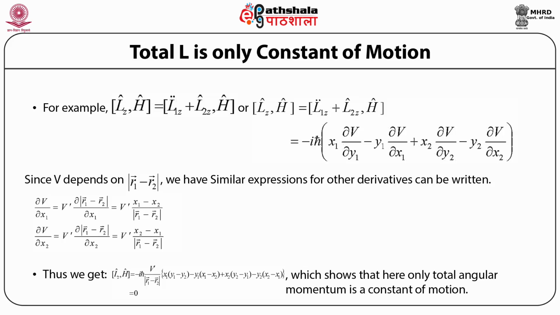Similarly, if we find the partial derivative of the total potential energy of the system with respect to the coordinate x2, we get V prime times the partial derivative of the modulus of the position vector r1 minus position vector r2 with respect to coordinate x2, and this turns out to be equal to V prime times x2 minus x1 upon modulus of the position vector r1 minus position vector r2. In a similar manner, we can evaluate the partial derivatives of the potential energy with respect to coordinate y1 and coordinate y2 also.